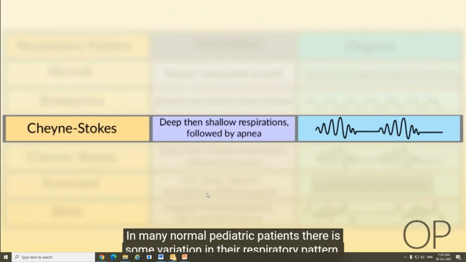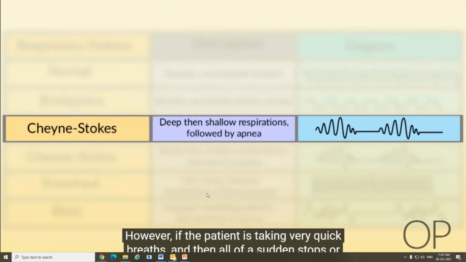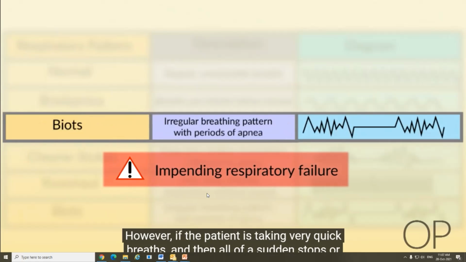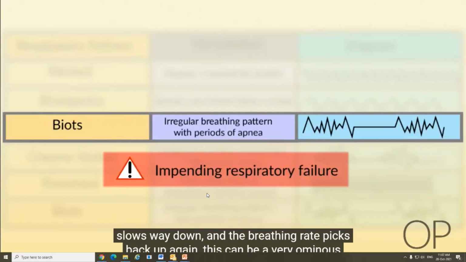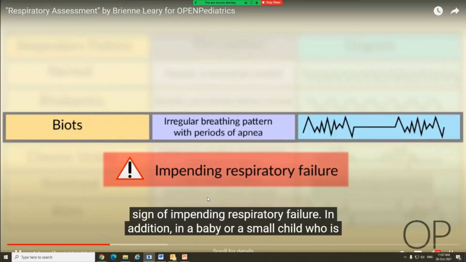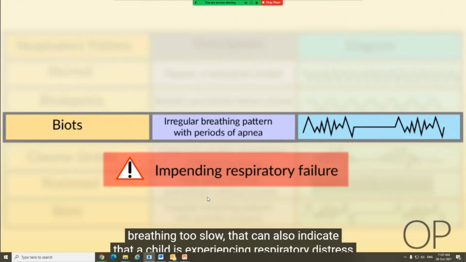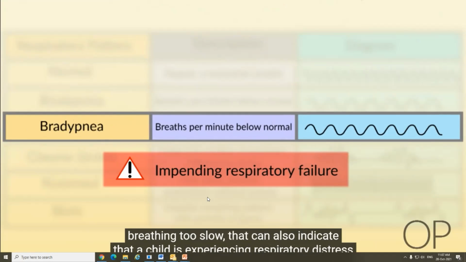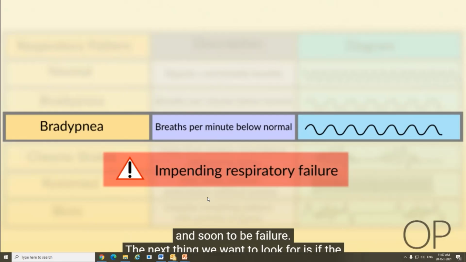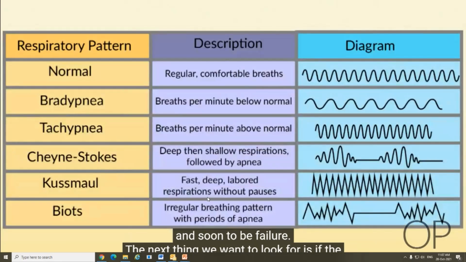In many normal pediatric patients, there is some variation in their respiratory pattern. However, if the patient is taking very quick breaths and then all of a sudden stops or slows way down and the breathing rate picks back up again, this can be a very ominous sign of impending respiratory failure. In addition, in a baby or a small child who is breathing too slow, that can also indicate that a child is experiencing respiratory distress and soon to be failure.